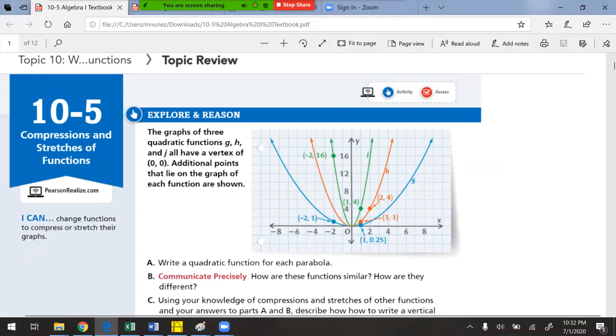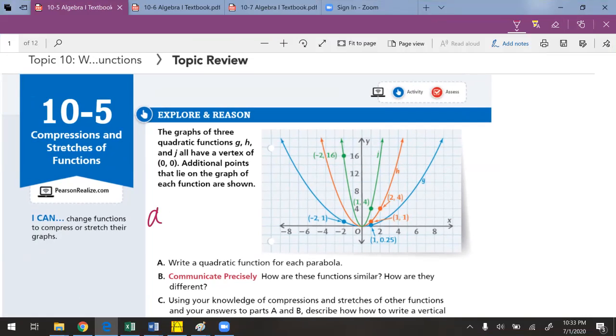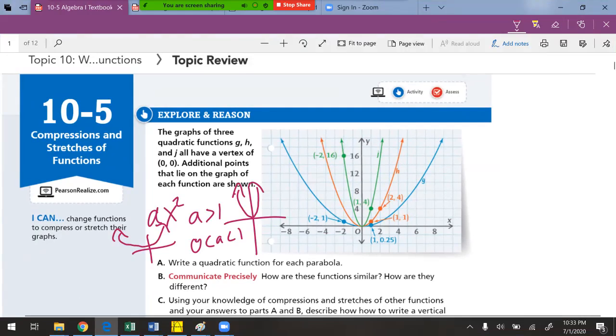We have done this lesson before, because we've seen this in other chapters. Compressions and stretches. We talked about this when there's a number next to x squared, for example. If a is bigger than 1, it's a squeeze. We squeeze it. But if a is between 0 and 1, then we need to stretch it. That makes a difference when it comes to identifying the type of a we have.